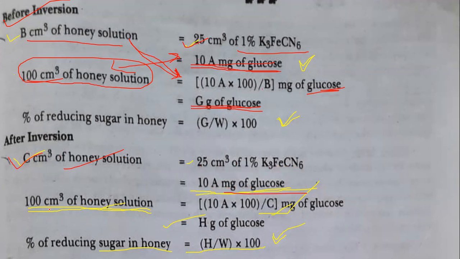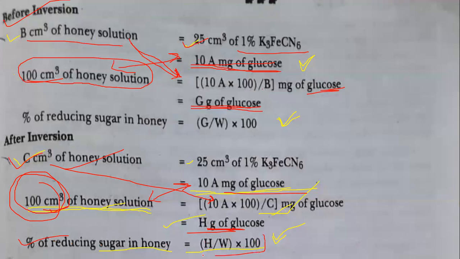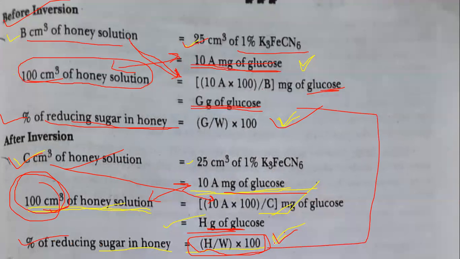So 100 cm³ of honey solution will contain, do the cross multiplication and take this C to the denominator, so that will give H gram of glucose, which is present in 100 cm³ or 100 ml of honey solution. Okay, so percentage of reducing sugar in honey is H upon W into 100. In this way, the percentage of reducing sugar in honey before inversion is this one, and the percentage of reducing sugar in honey after inversion is this one. So these are the reducing sugars before inversion and after inversion that we can calculate.